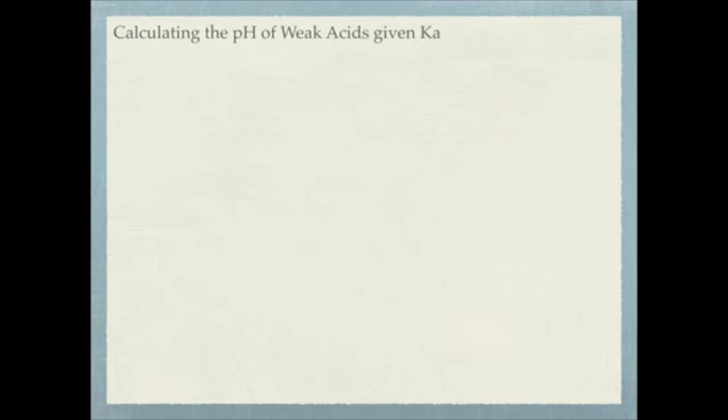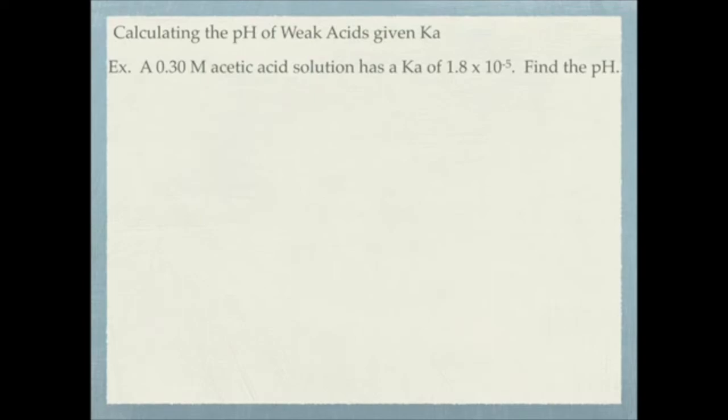Now, instead of solving for Ka when I'm given pH, what if I need to calculate the pH when I'm given my Ka? Let's look at an example. Here it gives me acetic acid, and it gives me my Ka and asks for the pH. So I'm going to first write the acid dissociation reaction. So I've got my acid dissociating into my hydrogen ions and my acetate ions. I'm going to ICE it.